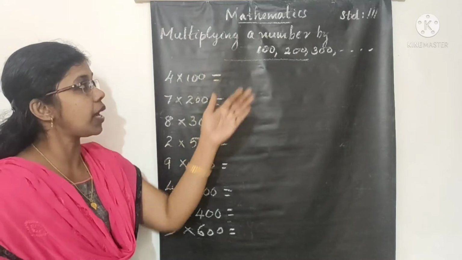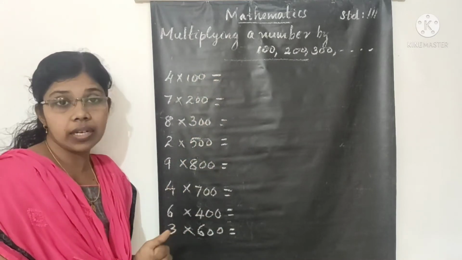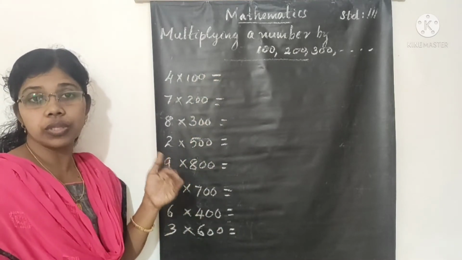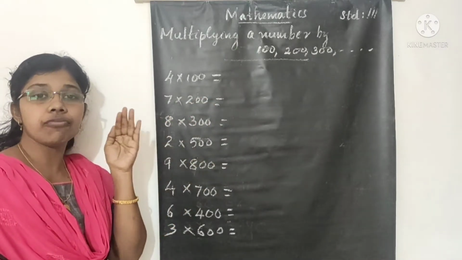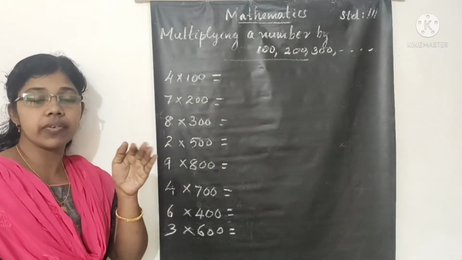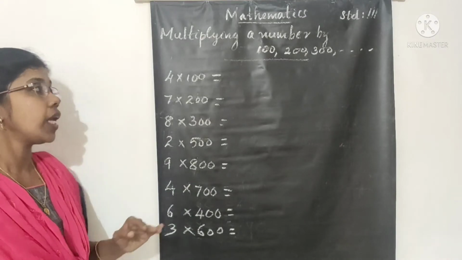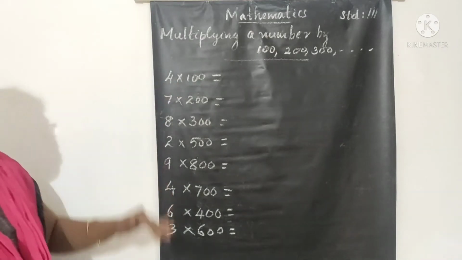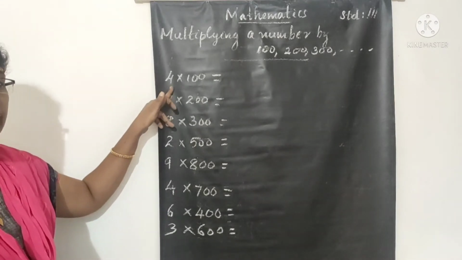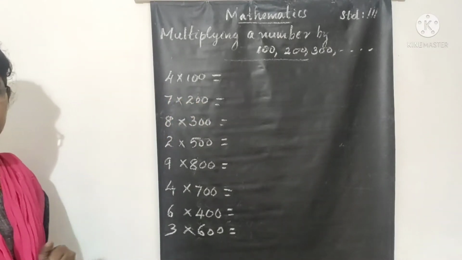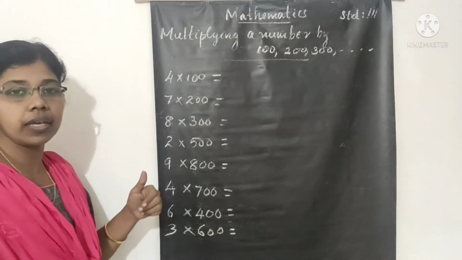Multiplying the given number with hundreds: 100, 200, 300, 400, 500, 600, 700, etc. Here the first question is 4 into 100. That is, the given number 4 into 100. How can we multiply? Yes.